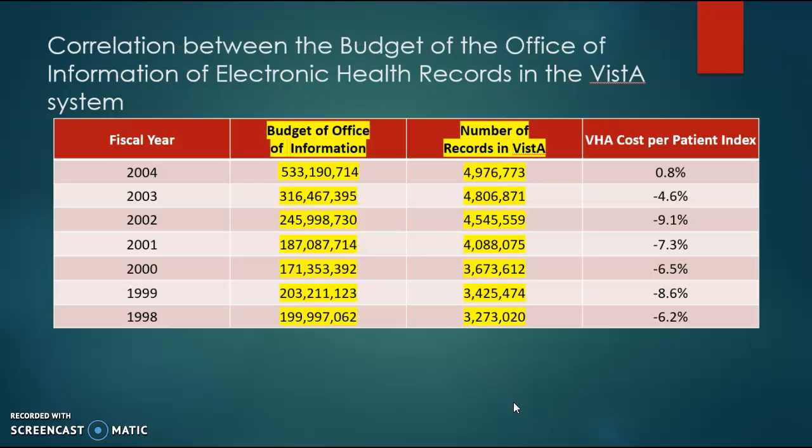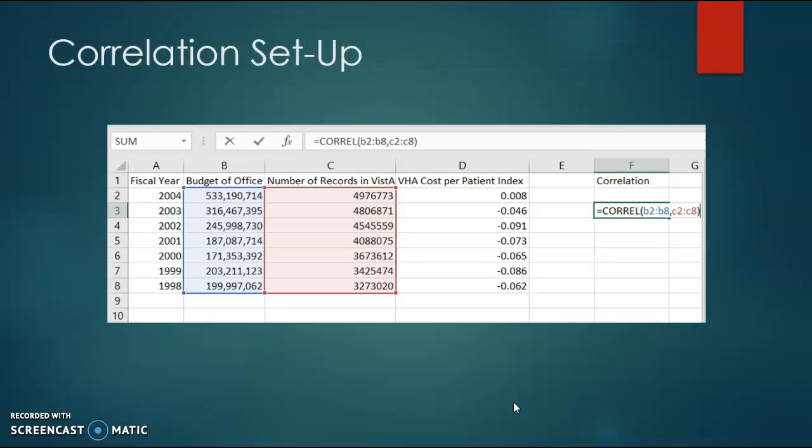So, as you can see, we're going to get into it. We're going to first find the correlation between the budget of Office of Information and the number of health records in the Vista system. So first, in Excel, you want to set up your Excel sheet so that you can figure out the correlation, and you make sure you have all your data entered in. You want to set up your correlation equation right here, and you make sure it's equal correl, and then you just select or type in all of the cells that have all your data. And you want to make sure you're doing the correlation setup between those two. I won't repeat this over and over again, but just make sure that's how you know how to do it.